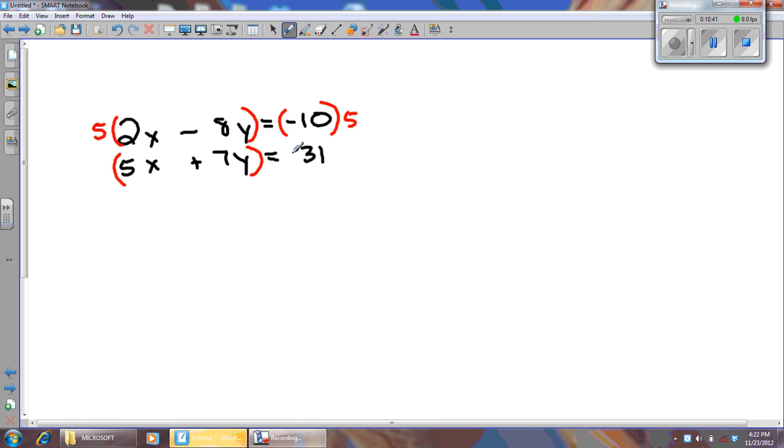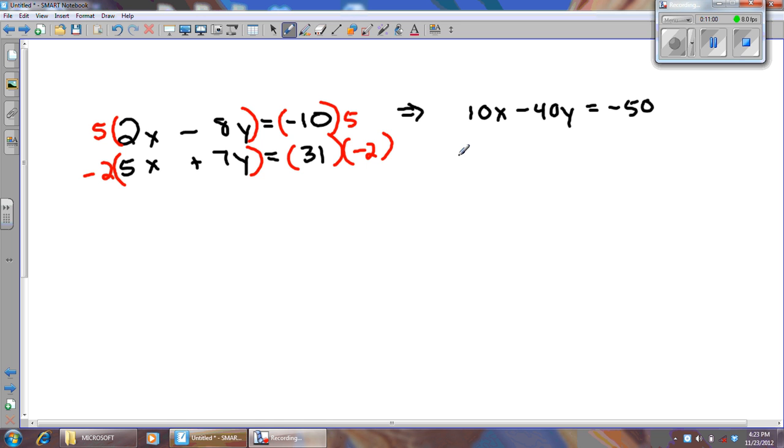Anybody know what I'm going to do? Think about it for a second. I'm going to multiply it by -2. Watch what will happen when I do that. My top equation should become 10x minus 40y, and that'll equal -50. The bottom equation will become -10x minus 14y, which will equal -62. All right. Notice how my x coefficients have the same coefficient, but different signs.